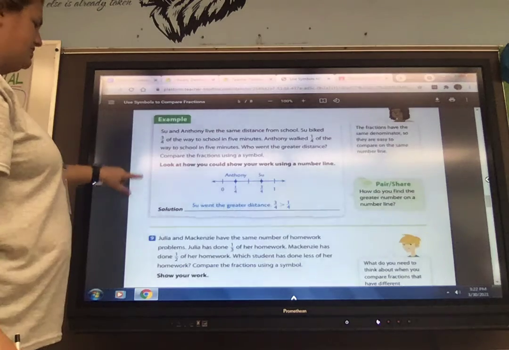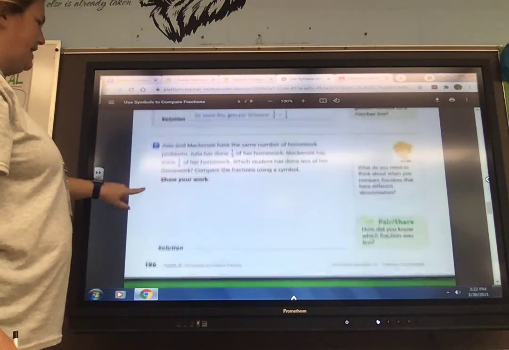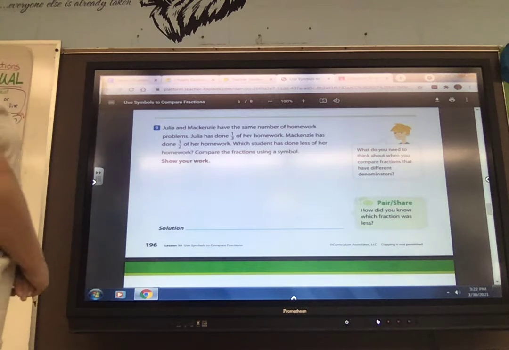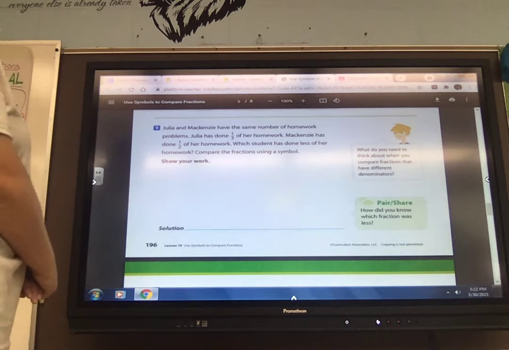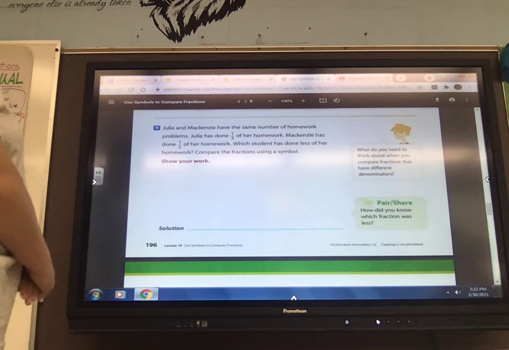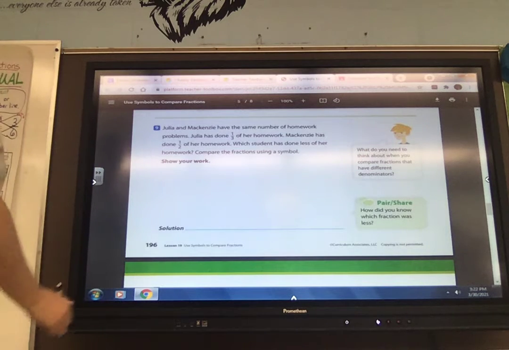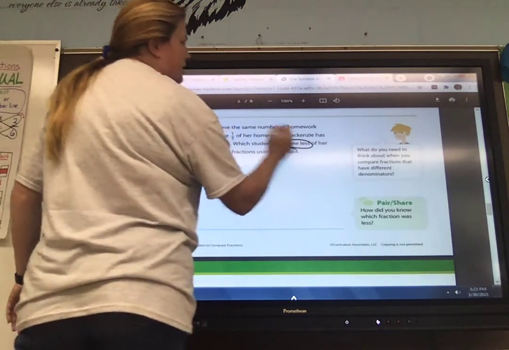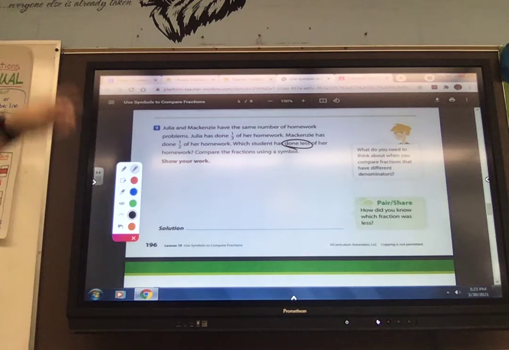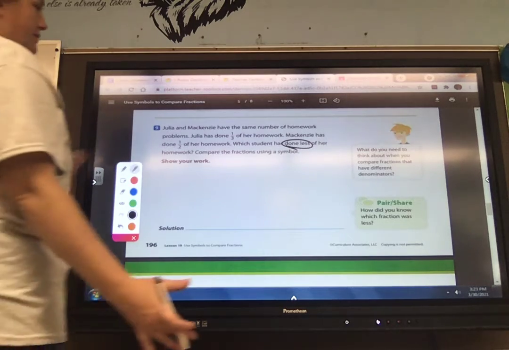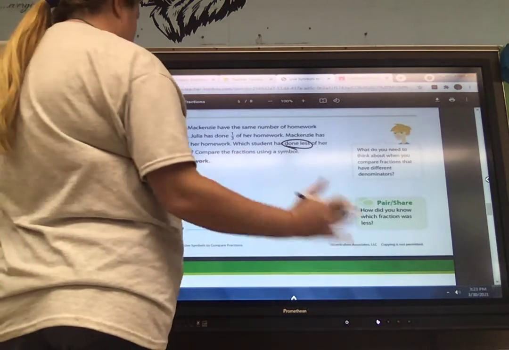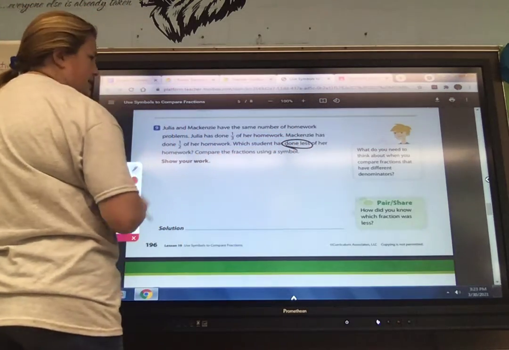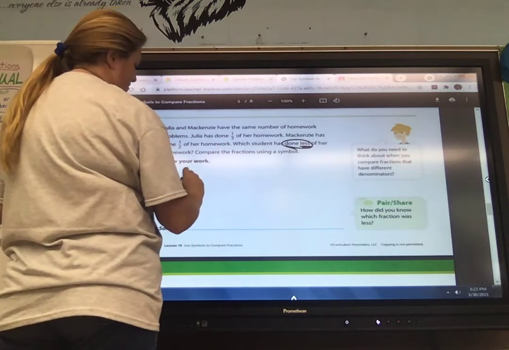All right, green pages. This is 196. We will be butterflying. Julia and Mackenzie have the same number of homework problems. Julia has done 1/3 of her homework. Mackenzie has done 1/2 of her homework. Which student has done less? The important thing on the word problems is make sure you know whether you want the biggest or the smallest. That says less. So they want us to compare fractions using the symbol. We're looking for the smaller fraction this time. That's what less means.